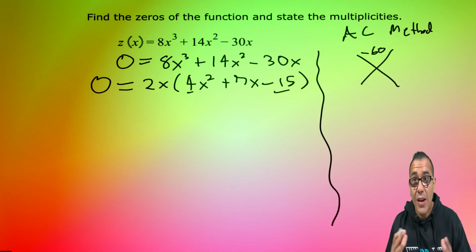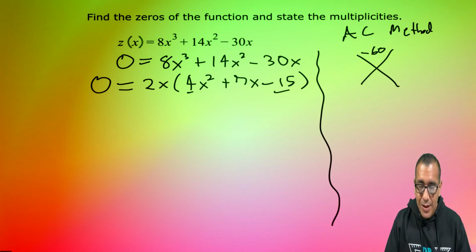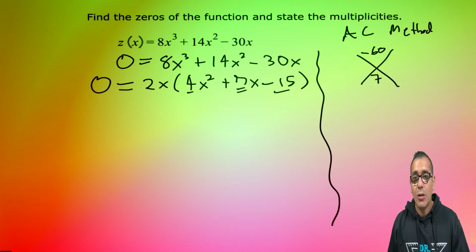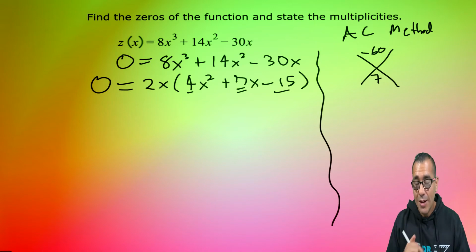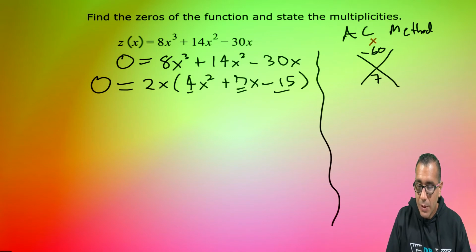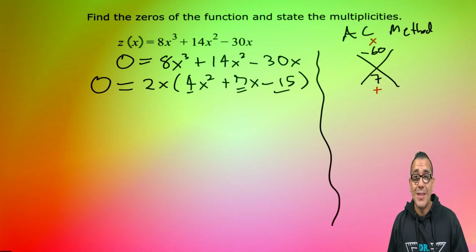And all we're doing is factoring, so however you like to factor, use that method. Then you take that middle coefficient, that 7, and throw it down there, and we're looking for two factors that multiply to give me negative 60, so I'll put a little multiplication sign, and they're going to add to give you 7.